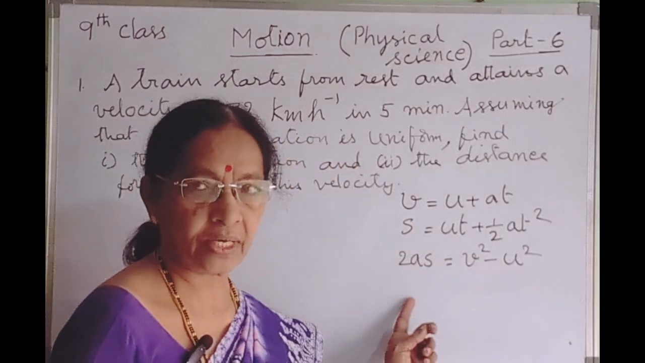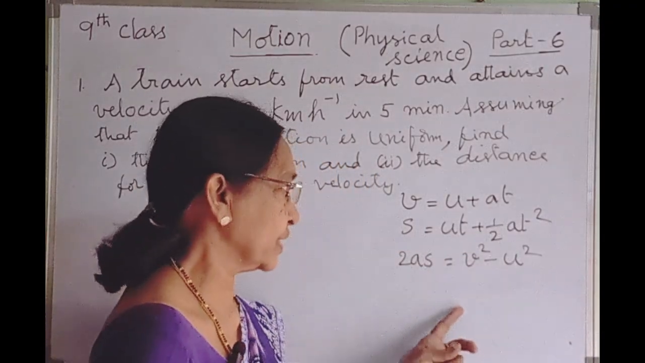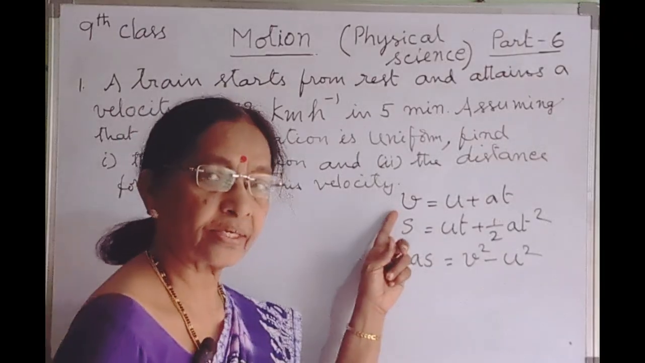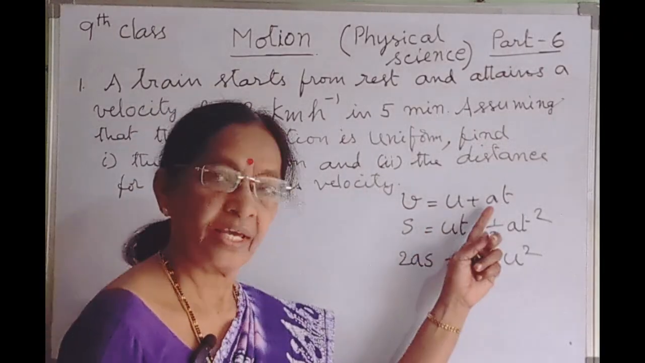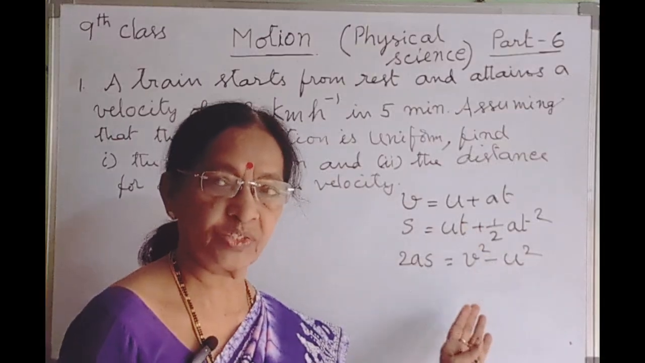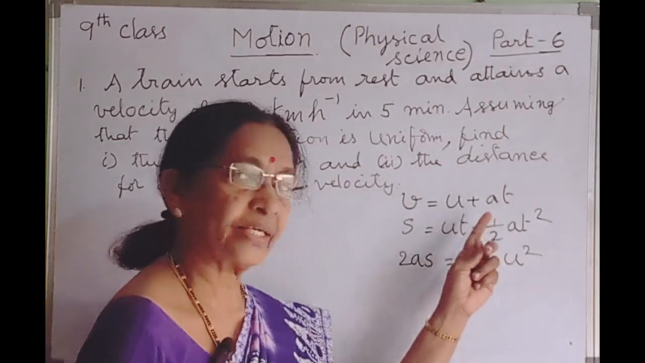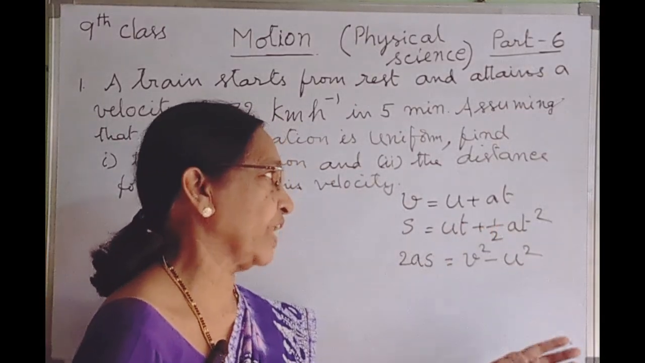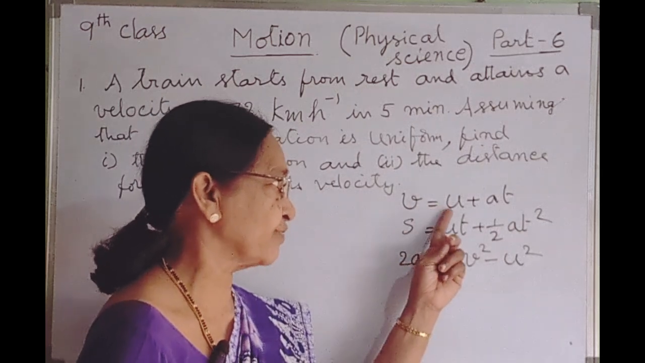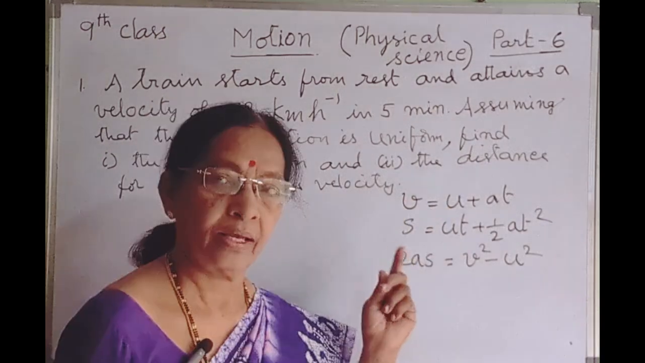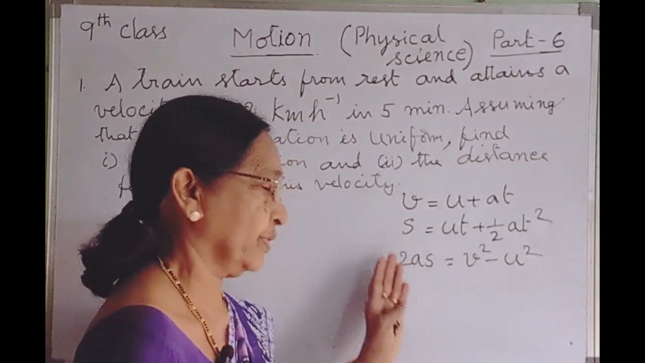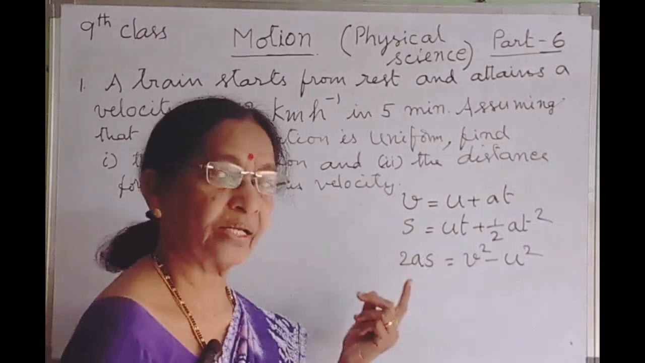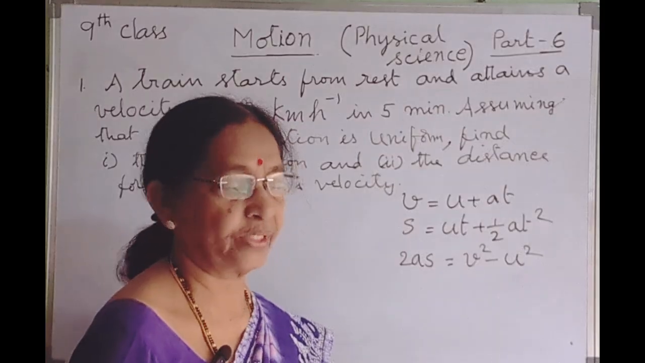These three equations are called equations of motion. Here v is the final velocity, u the initial velocity, a is the uniform acceleration, t is the time interval in which the velocity of the object changes from u to v, s is the distance travelled in time t. So these are the equations relating different unknown quantities.